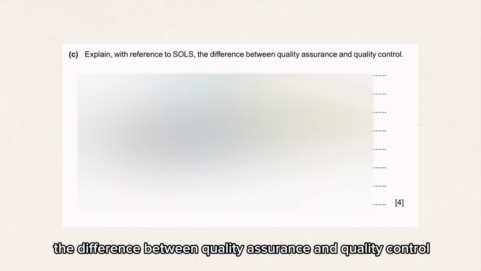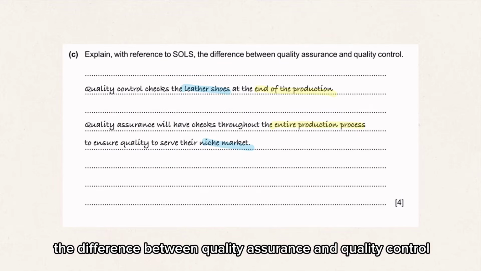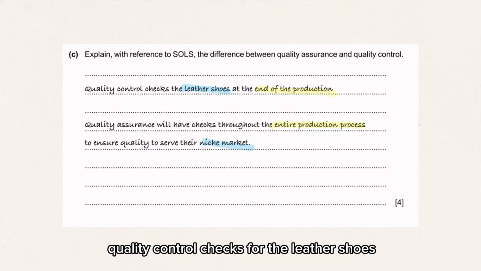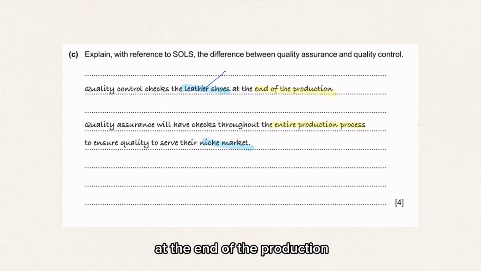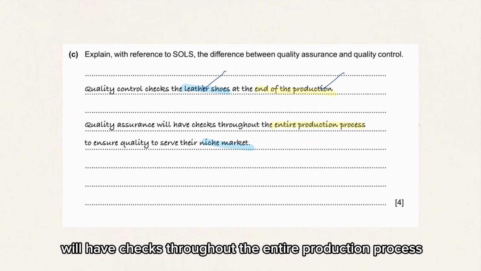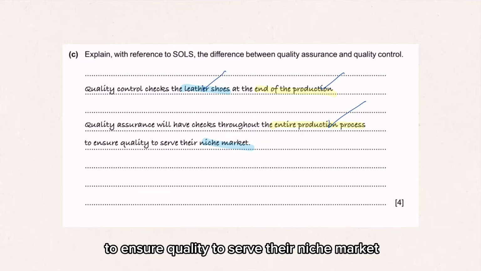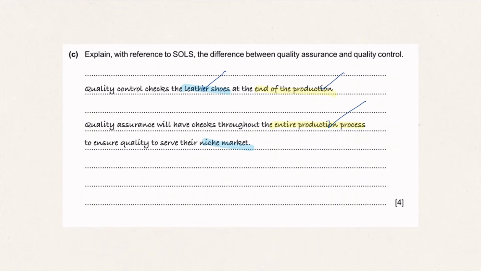Explain, with reference to soles, the difference between quality assurance and quality control. Quality control checks for the leather shoes at the end of the production. Quality assurance will have checks throughout the entire production process to ensure quality to serve their niche market.